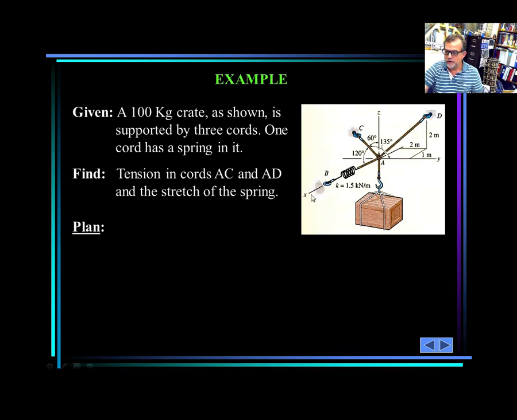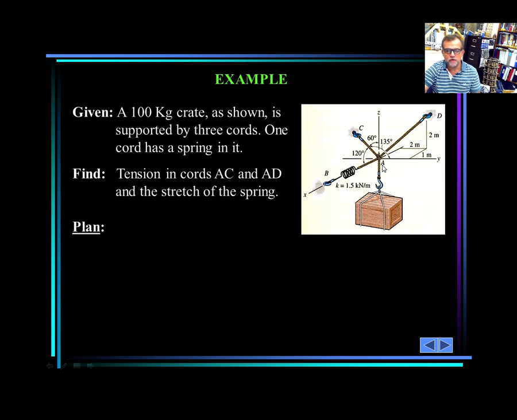Okay, the problem says here, a 100 kilogram crate, as shown, this is the crate, is supported by three cords. One cord has a spring on it. Find the tension in the cords AC and AD, and the stretch of the spring. Tension here, and the stretching of that spring. I know this force here. Basically, look at that. How am I going to solve that problem? You don't have to be a rocket scientist, right? How are you going to solve that problem?